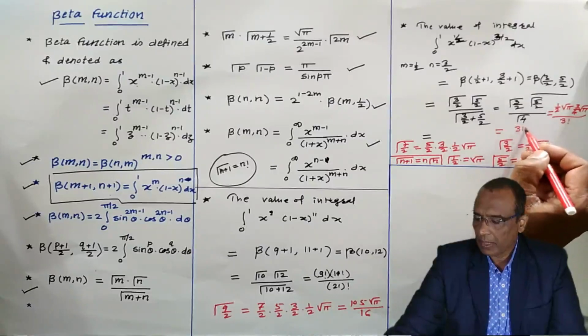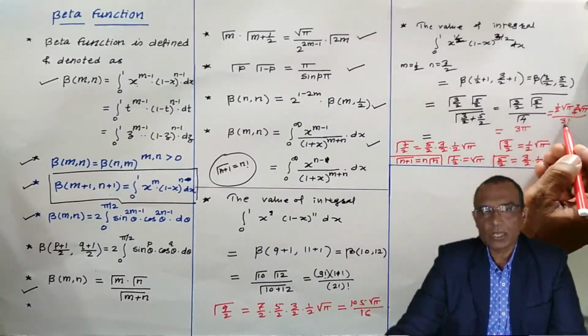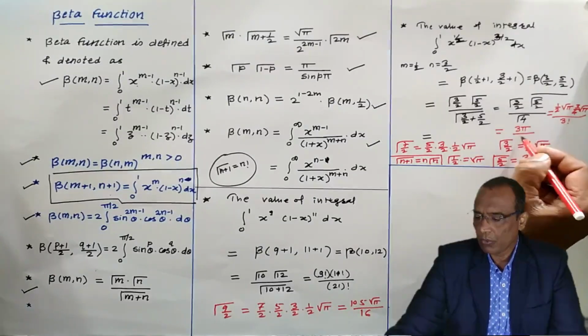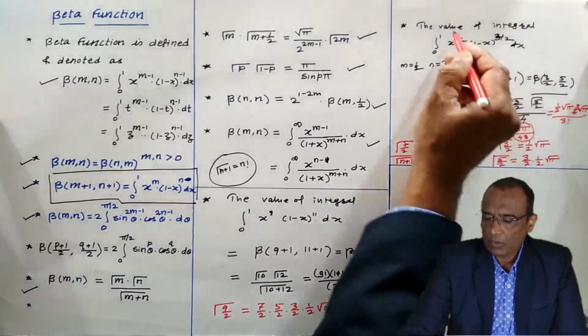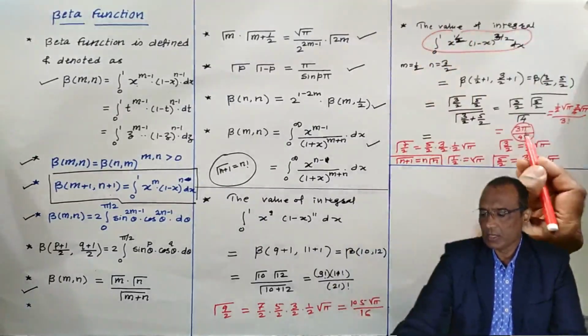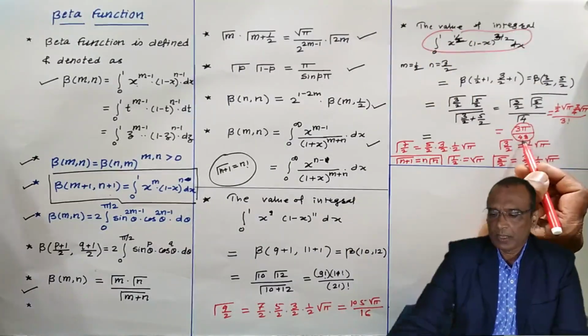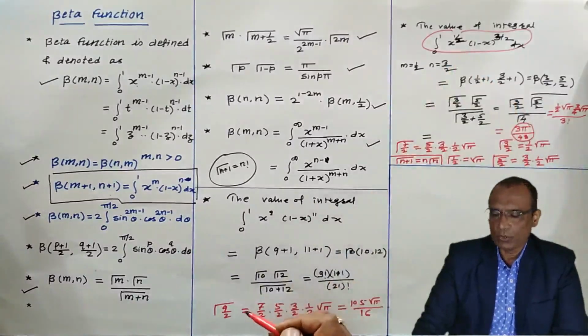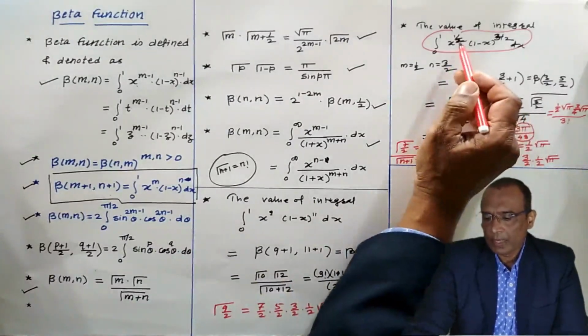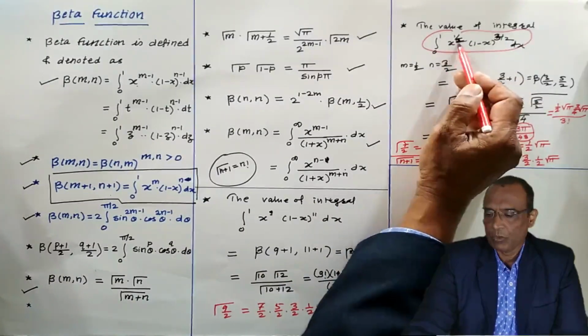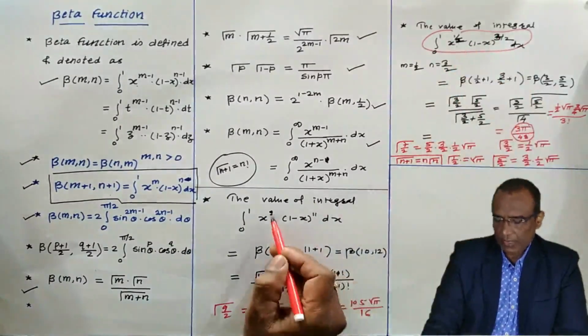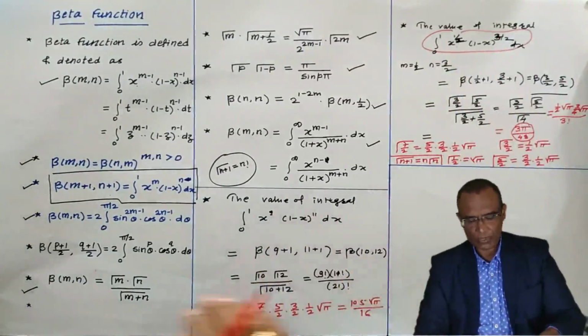3 by 8 pi, and 8 multiplied by 6. Factorial 3 is 6, and 8 multiplied by 6 is 48. The value of this integral is 3 pi by 48. So this type of problem will be asked as an MCQ. But please remember that 1 by 2 and 3 by 2, or 9 and 11, may be replaced by any other fixed constant.